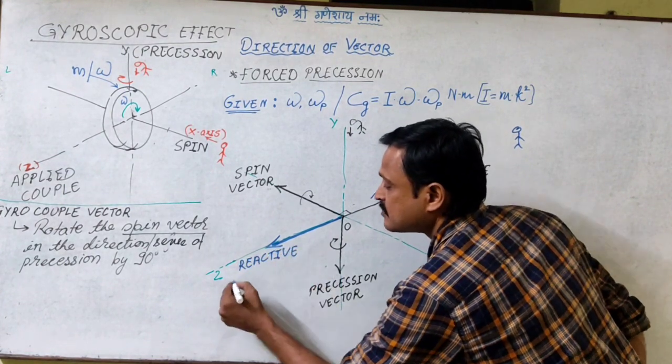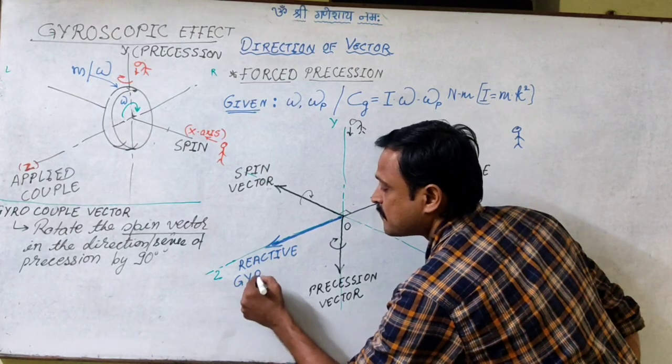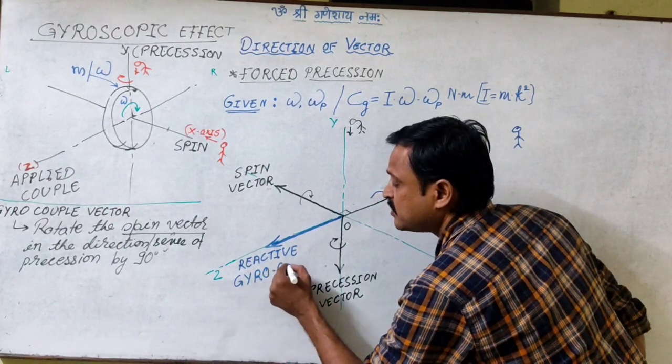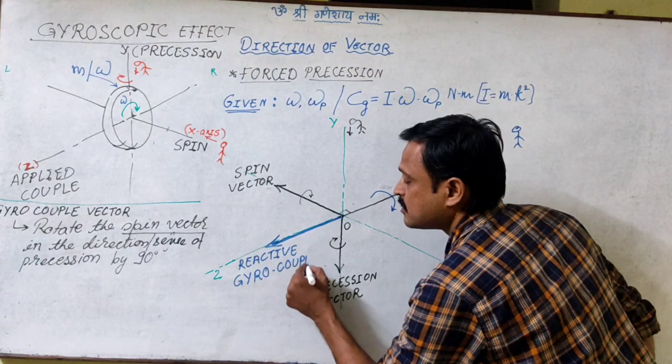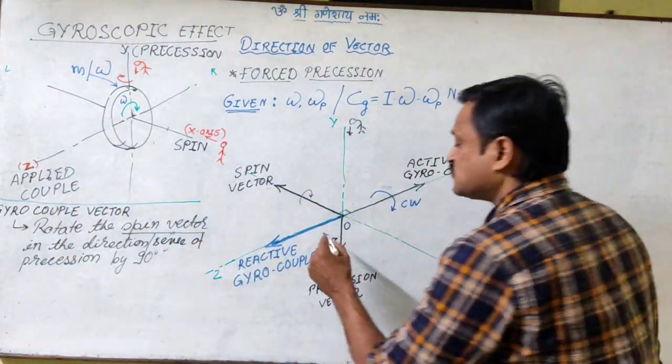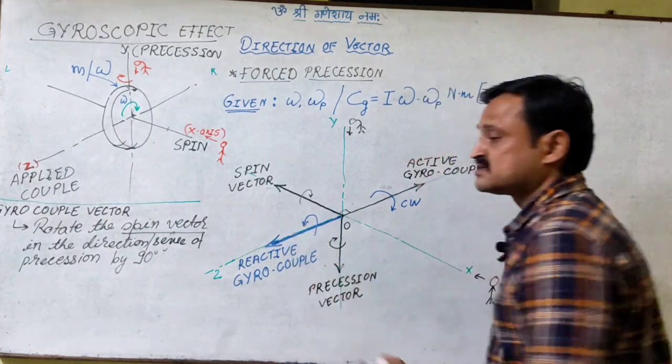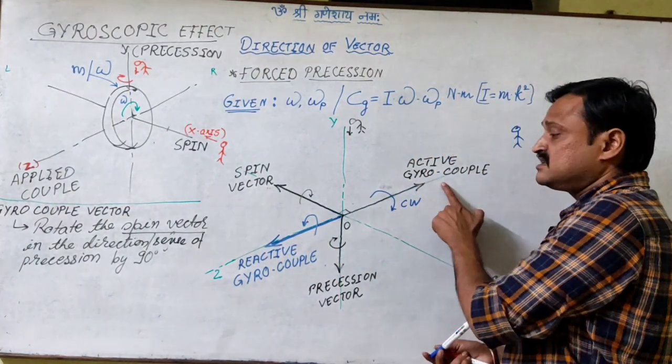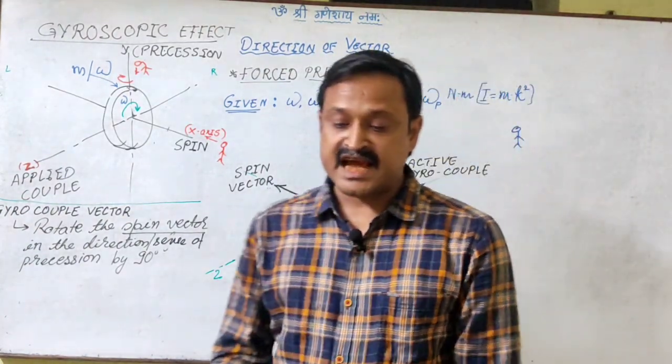which I am showing with blue, will be called the reactive gyroscopic couple, and according to this given system, this will be counterclockwise. So that means this is the action and this will be the reaction.